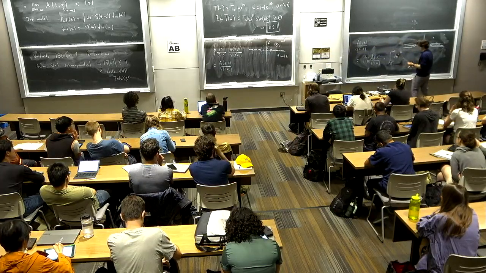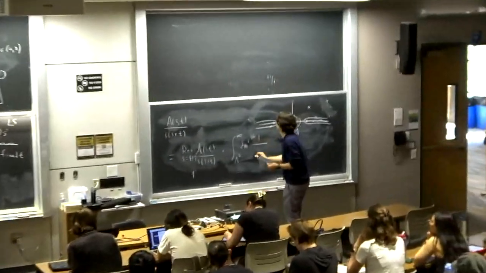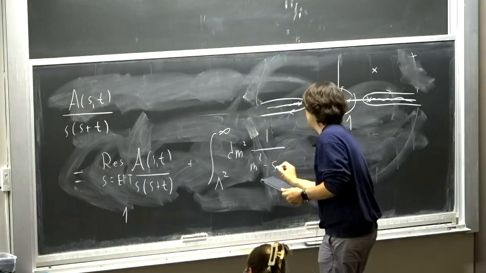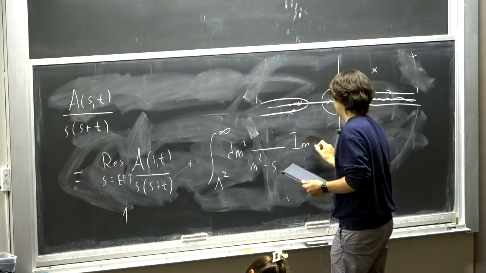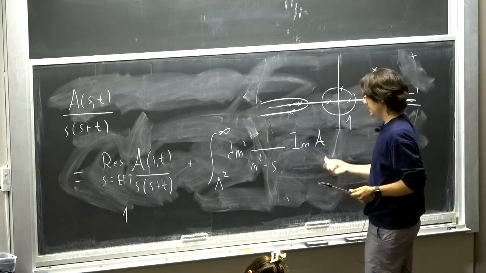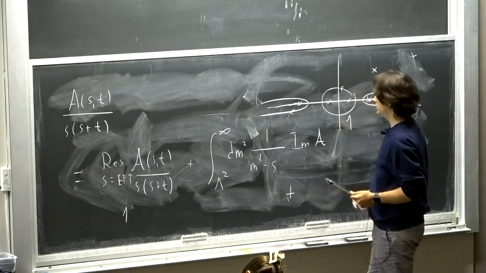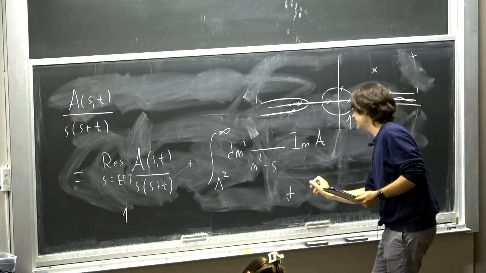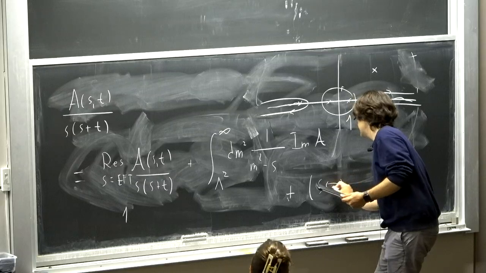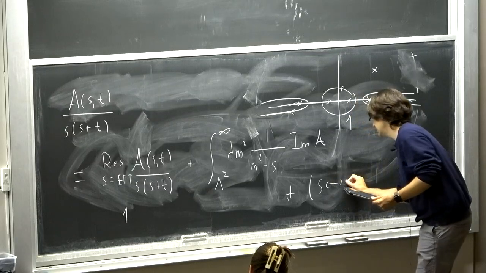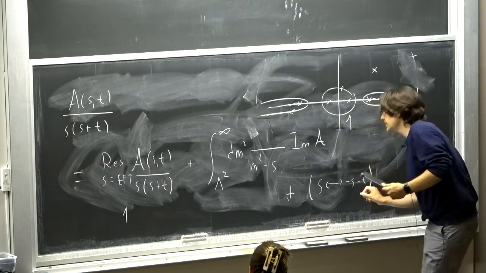Okay, so there's this thing here, and then m squared minus s, the imaginary part of the amplitude. And then there's also a contribution from this cut, which is the same thing with s replaced by u. So minus s minus t.